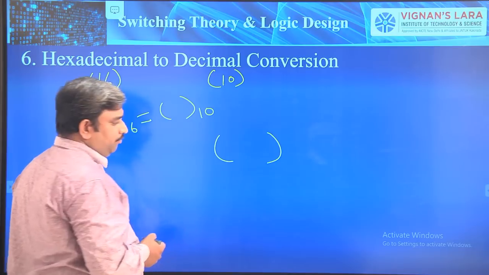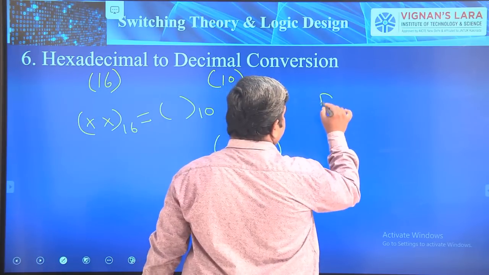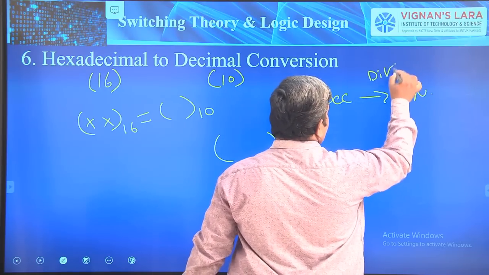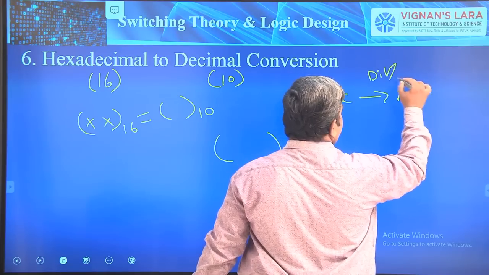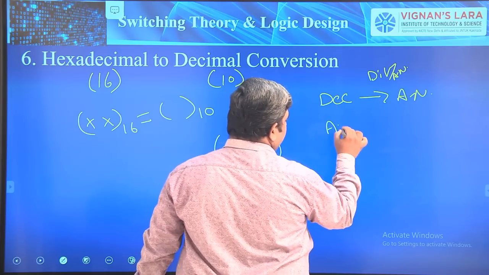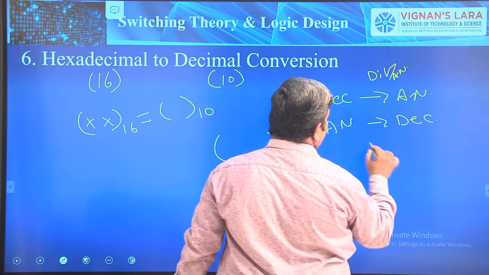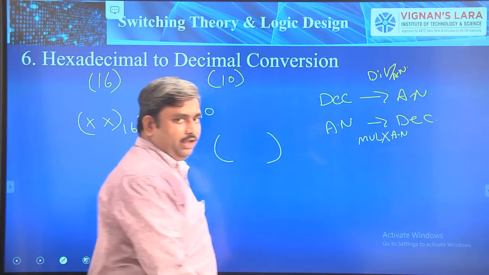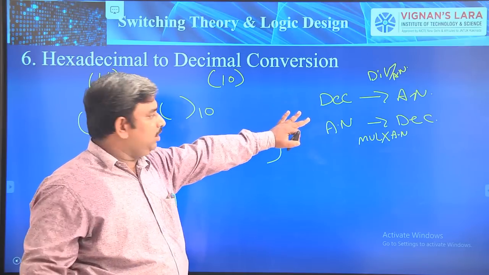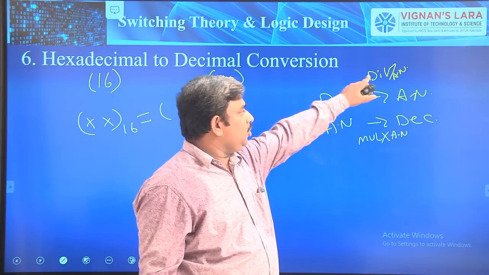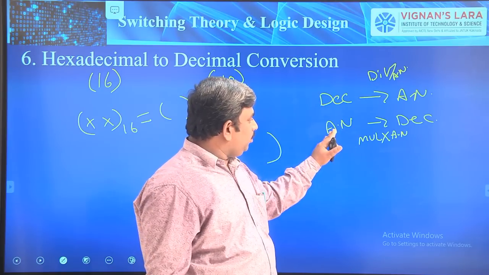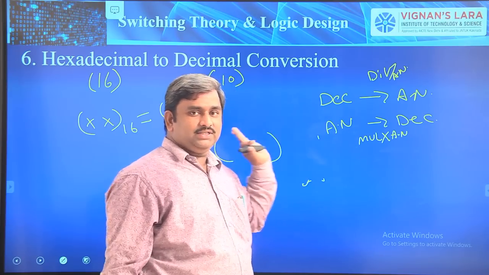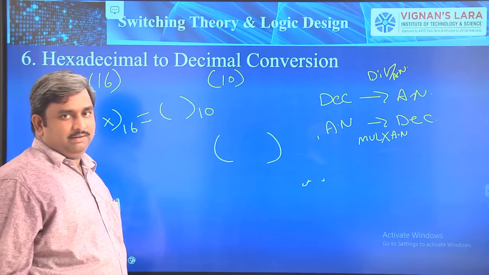When you are converting from decimal to any number system, you are dividing with that particular number system. From any number system to decimal, you have to multiply with that number system. So the decimal, you don't touch. To convert from decimal to any number system, you divide; to convert from any number system to decimal, you multiply. That is the very simple logic behind this number system.